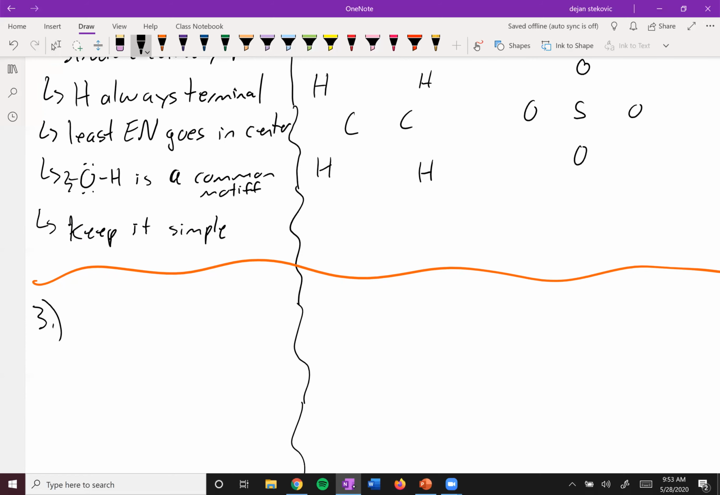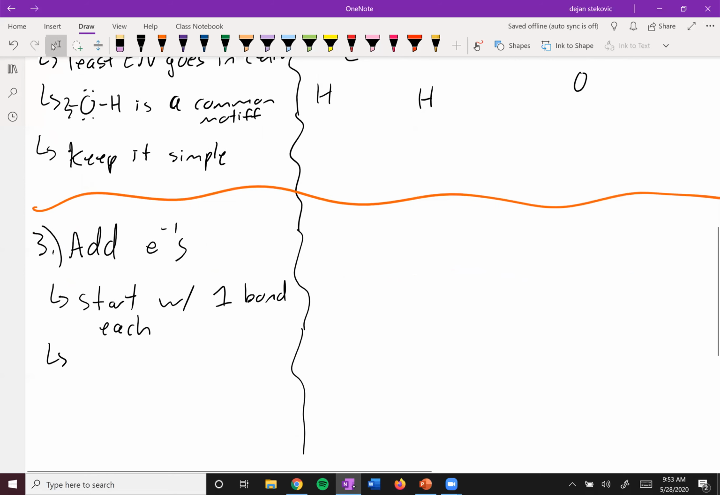After we have our skeletal structure drawn, we're going to add electrons. The first thing you want to start with is just one bond each. And then after that, you want to give atoms an octet, starting with the most electronegative atoms.